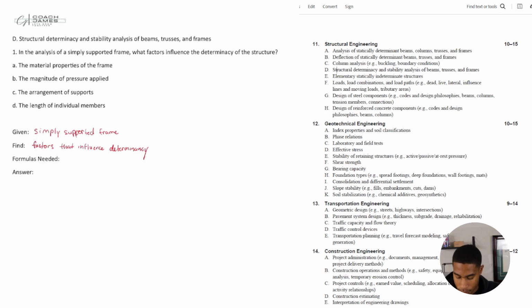I think I spelled determinacy wrong. It's A-C-Y. See, this is why I like math and not big on writing and all that stuff. All right, so factors that influence determinacy. What formulas might we need for this? I don't know, but I'm going to search determinacy.